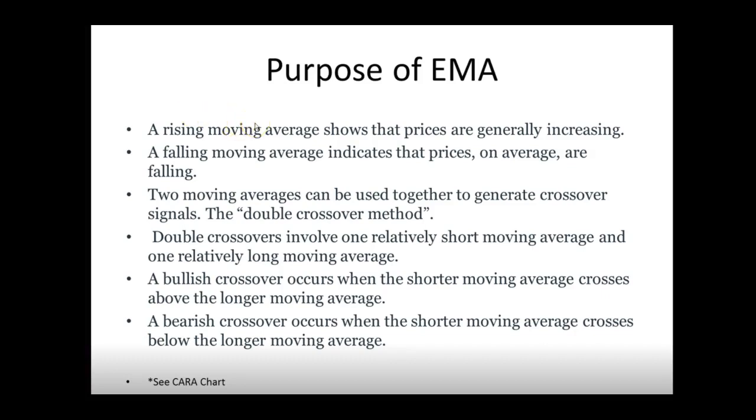Purpose of the EMA, well, a rising moving average shows that prices are generally increasing, vice versa for a falling average. And then where the two averages cross, that's called the double crossover method, and that generates your buy and sell signals. The double crossover involves the shorter moving average crossing over the longer moving average. A bullish crossover is when the short moves up above it, and the bearish, obviously, when the shorter one moves below it.